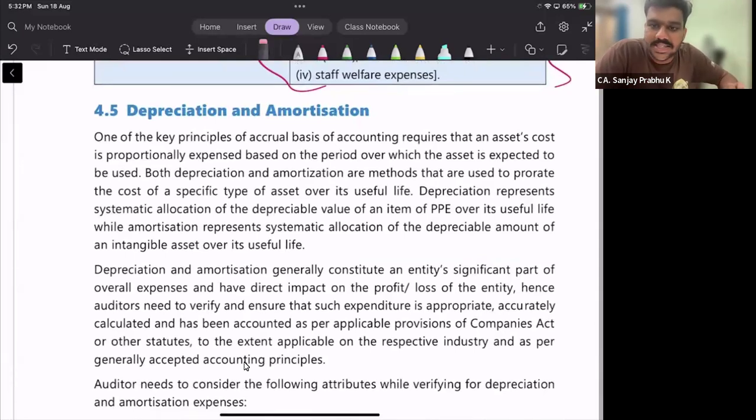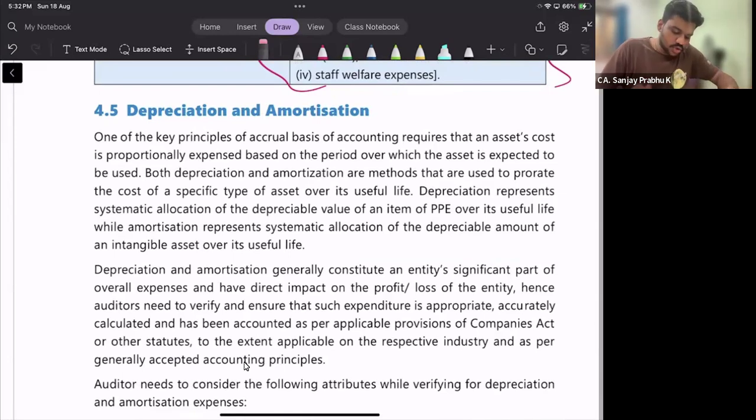See, we all know depreciation and amortization is one of the important topics of the P&L account. Depreciation means for tangible assets, amortization means nothing but for intangible assets. Tangible assets in value will get depreciated. For intangible assets, we say it is amortized, right?